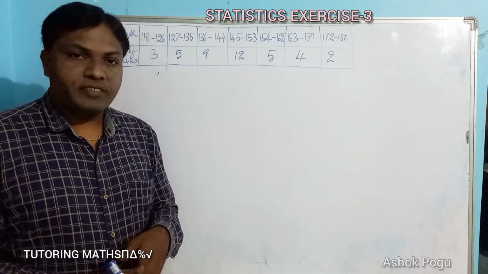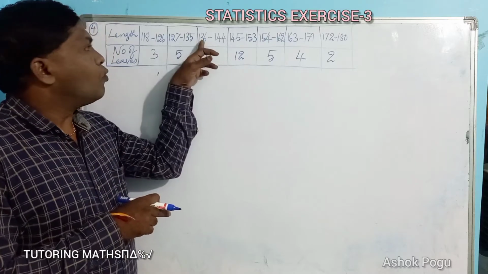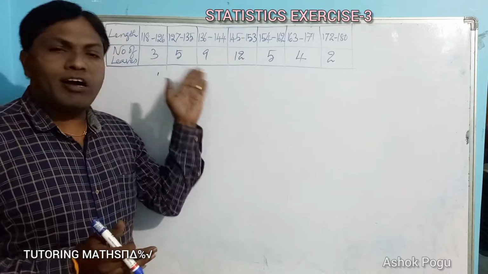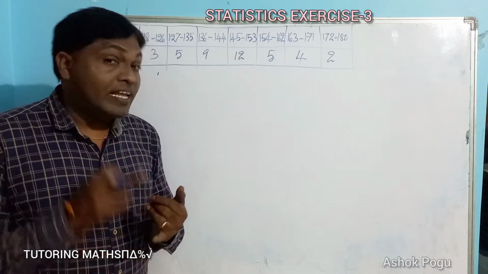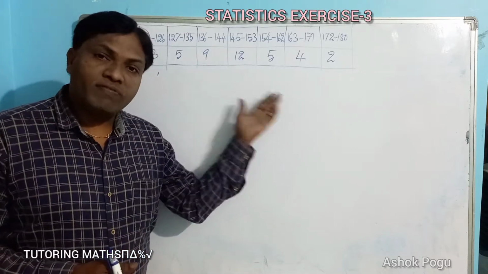The length of the plants. How many plants? For example, 9 plants measured 136 to 144 millimeters. So this is the data about the measurement of the length of the leaves, and let us find the median of this data.